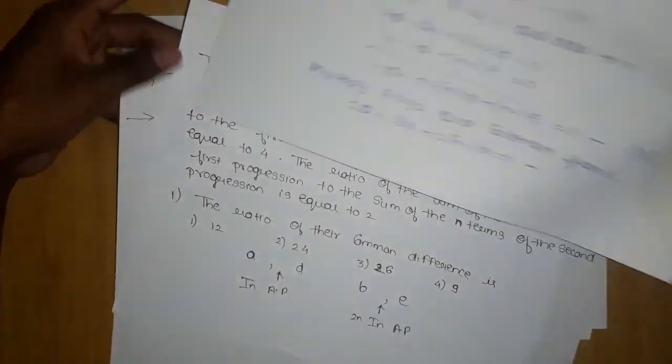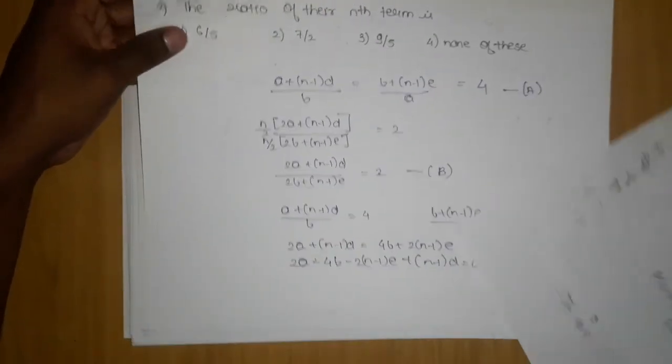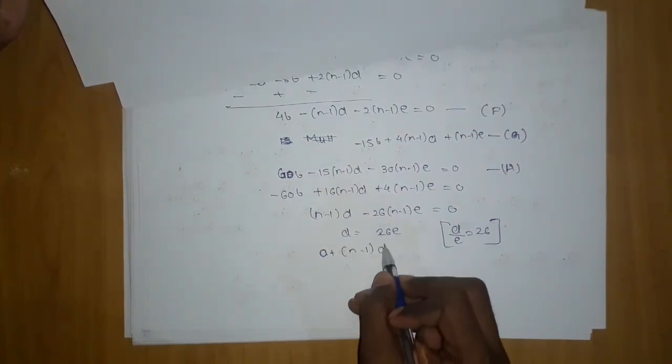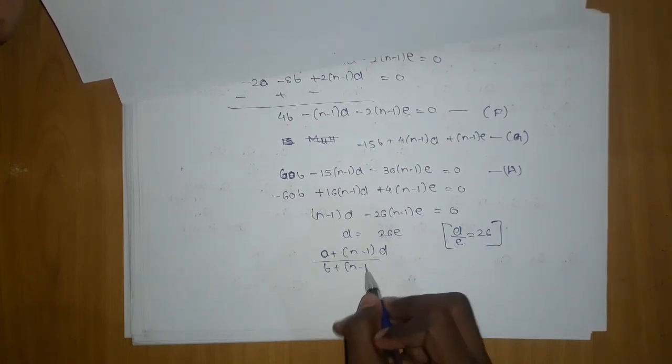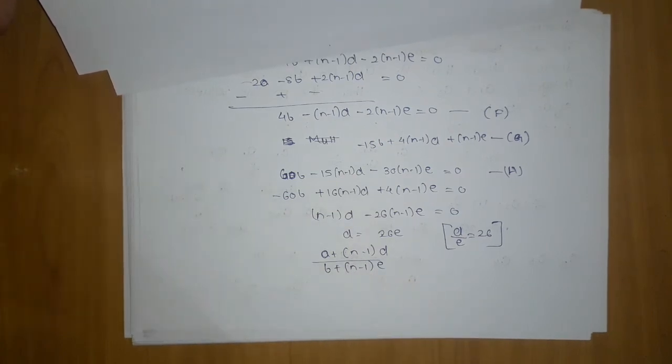So that was one of the questions, what is the ratio of the difference. It is 26, so 3 is the answer. Now what is the ratio of the nth term? So what was the nth term? a plus (n minus 1)d upon b plus (n minus 1)e. Can I write it as 26? First I have to get my a and b also. So how can we get my a and b? I can get my a and b from the e and f equations. First I have to get my a and b before I get my nth term ratio.